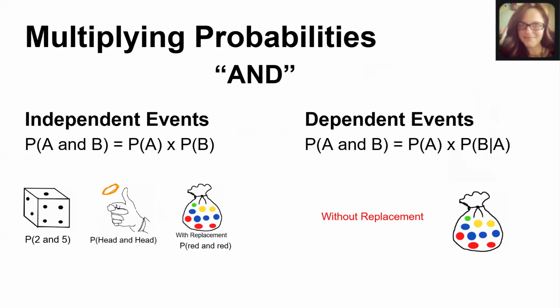Multiplying probabilities. The probability of A and B depends on independent events versus dependent events. Let's take a look.